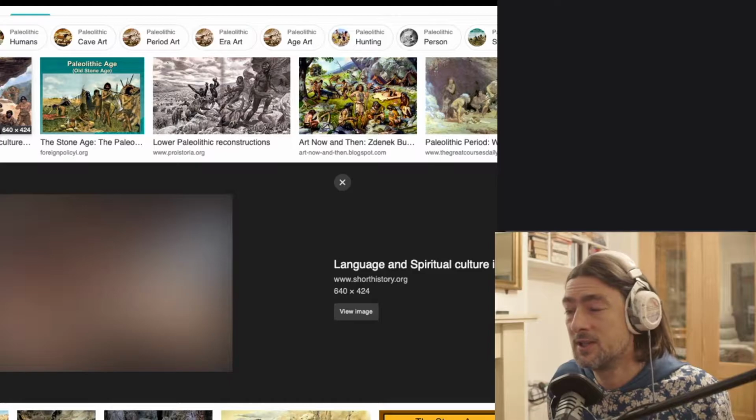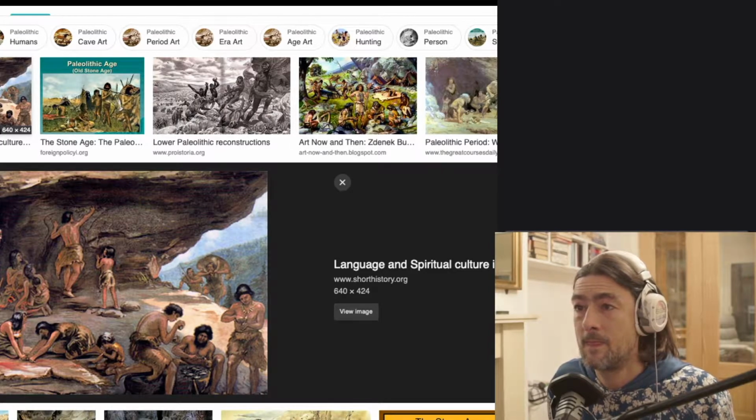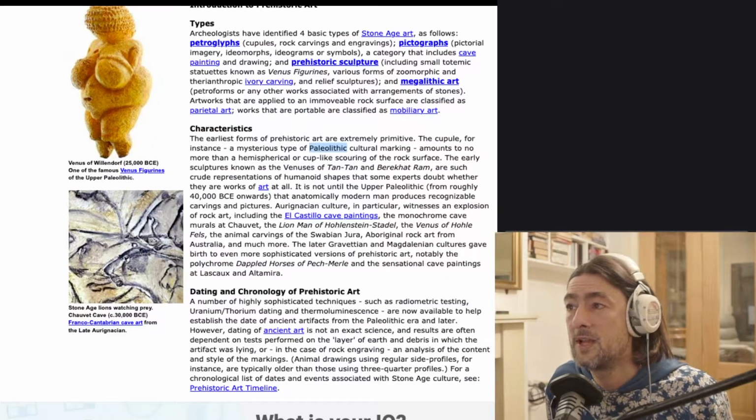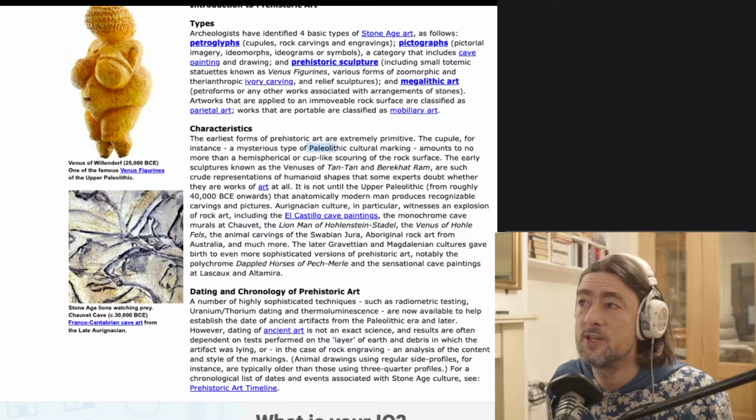So this is the earliest art. These people in the caves, banging their rocks around, living a basic life. This is what we're talking about, Paleolithic. Really, really way back.